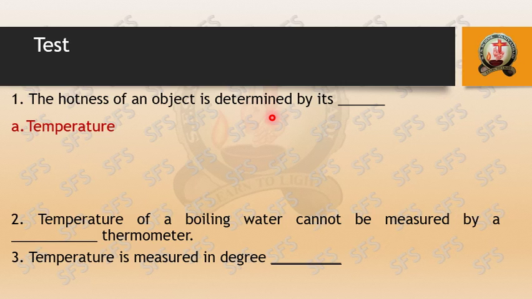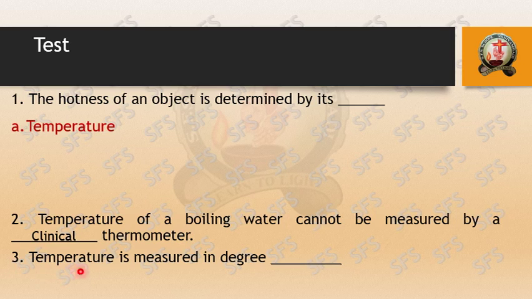Temperature of a boiling water cannot be measured by a dash thermometer. Last class, I hope you remember one specific thermometer which I discussed. What was it? Yes, it is nothing but the clinical thermometer. What is its use? It is only used to measure the body temperature. You cannot use a clinical thermometer to measure the temperature of boiling water, right? So the temperature of boiling water cannot be measured by using a clinical thermometer.